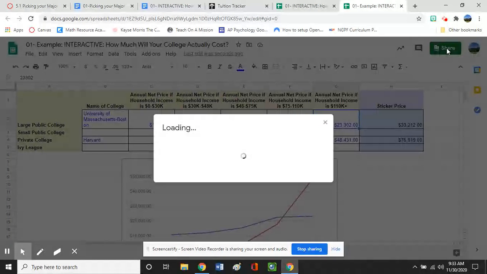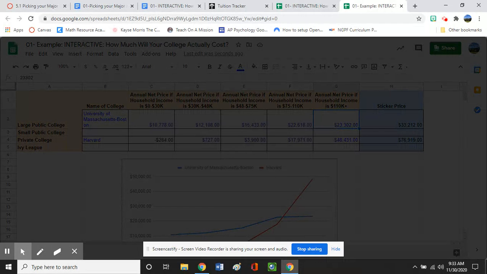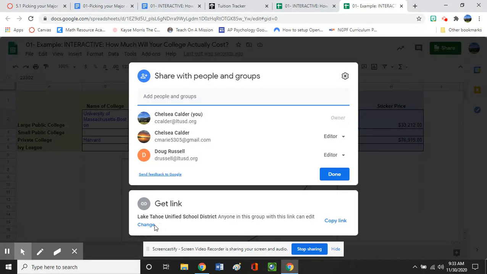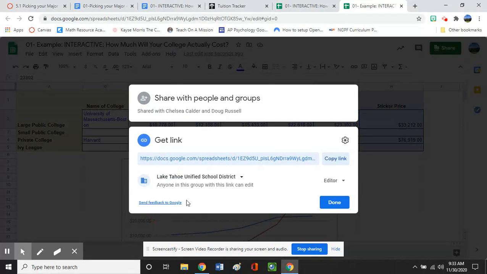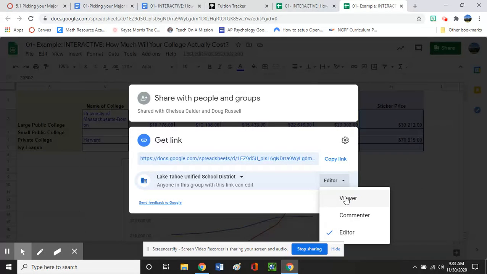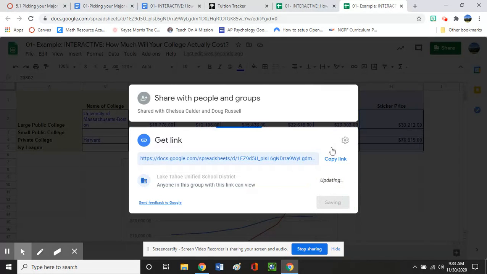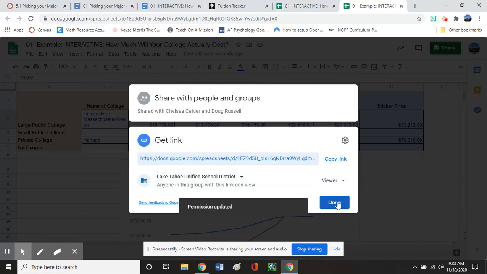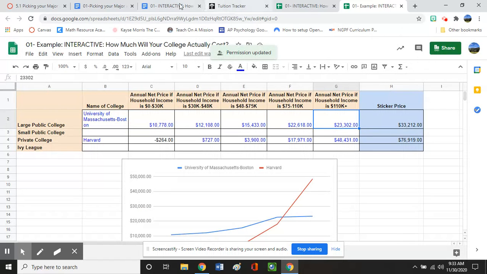Make sure that you share with me, and make sure that it is shared under the Lake Tahoe Unified School District. So just go down here to the Get Link thing. You're going to change, make sure it's Lake Tahoe Unified School District. You can make sure that it's view, a viewer. And I just want to make sure I'm able to view it. And then you're going to go ahead and copy that link, or you can now submit this under Canvas.